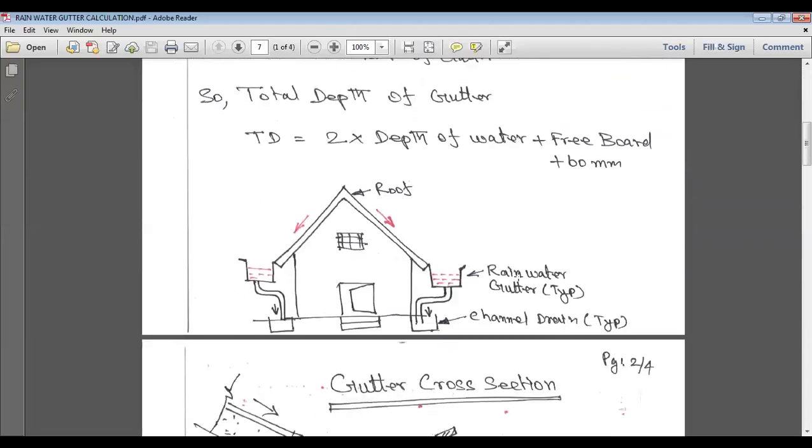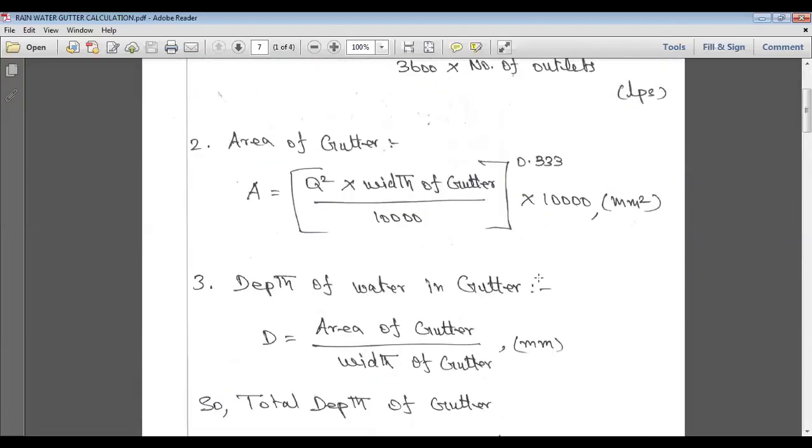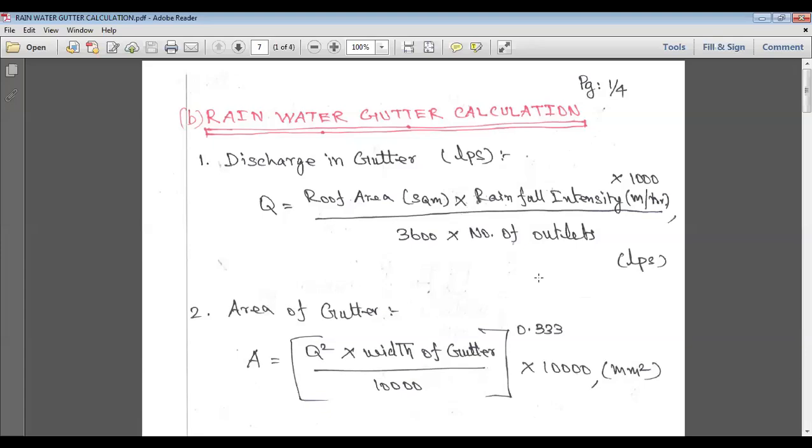Do you have any doubt in this rainwater gutter calculation? Okay, now we will go for the other calculation.